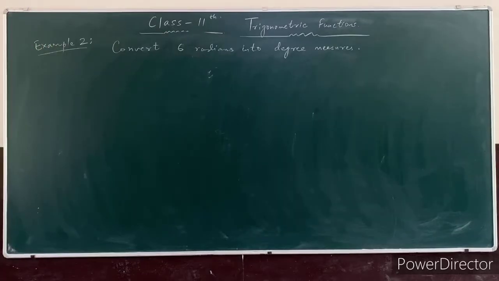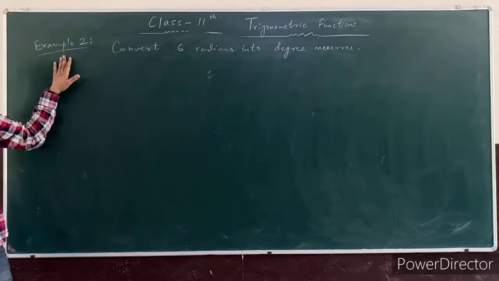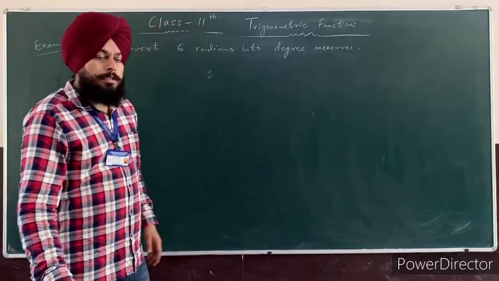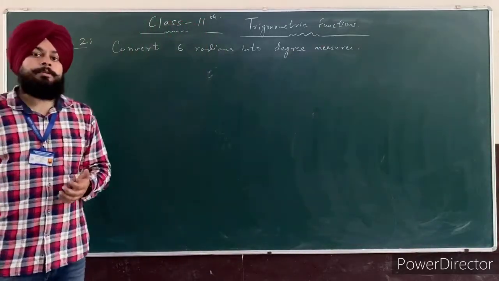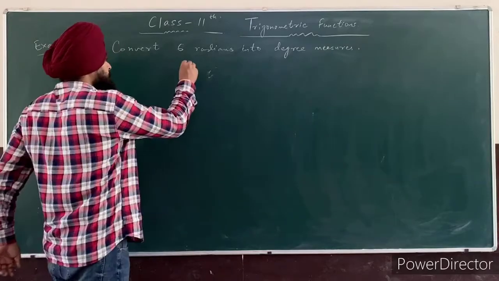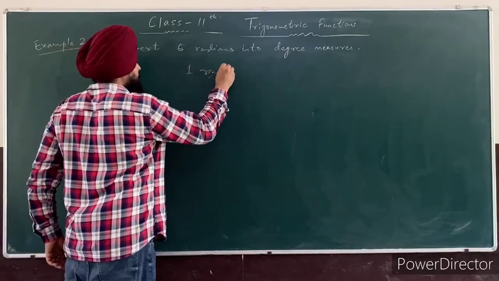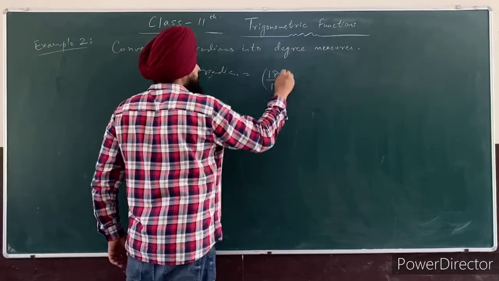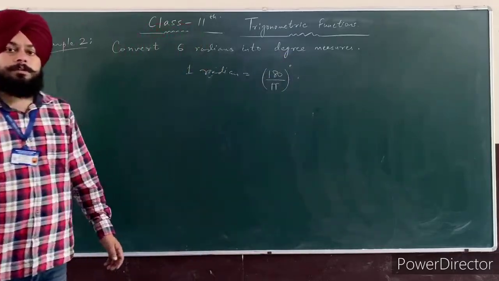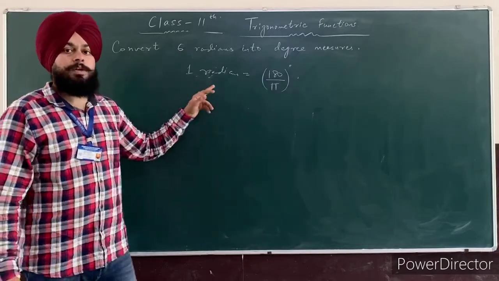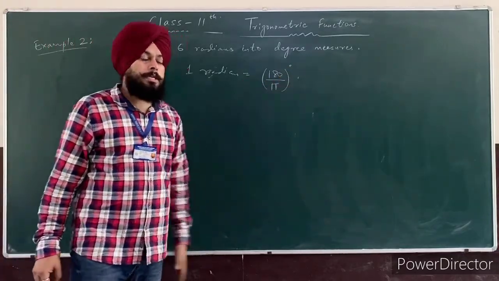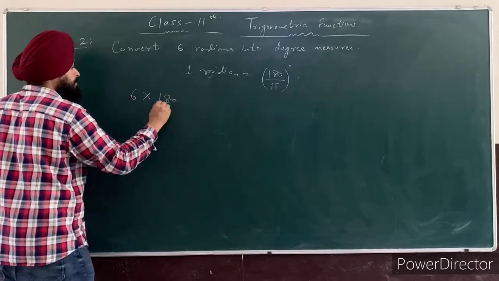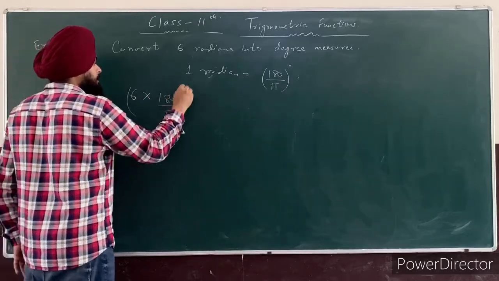Clear, students? Next, example number 2. Convert 6 radians into degree measure. In this question, we have to convert radian into degree measure. So we know that 1 radian is equal to 180 by pi degree. Clear, students? एक रेडियन में 180 by pi degree होते हैं, ठीक है? So first, we have to convert 6 radian into degree. It is 180 by pi degree.